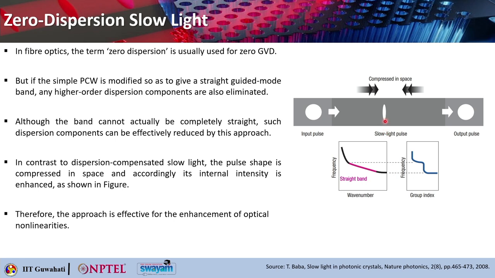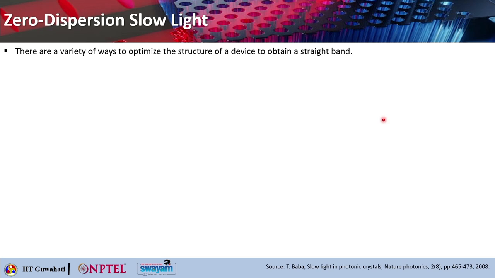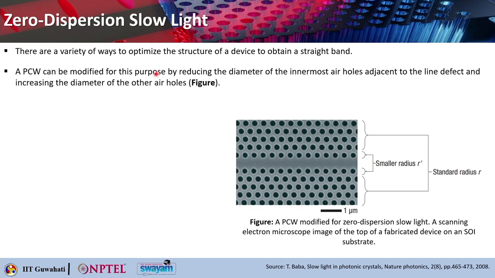So if you can compress, you can excite more nonlinear effects. There are a variety of ways to optimize the structure of a device to obtain a straight band. A PCW can be modified for this purpose by reducing the diameter of the innermost air holes that you can see here.